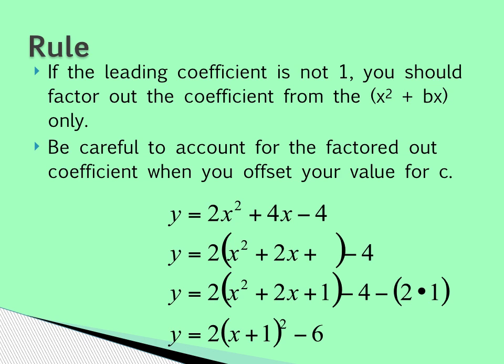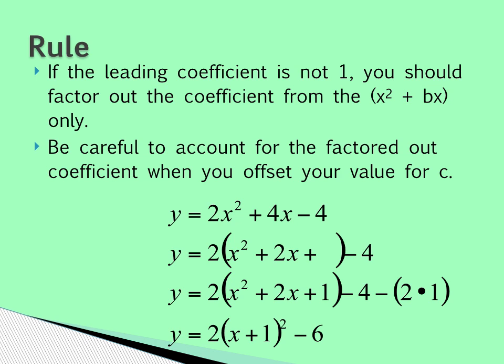Now, the same rule applies that when I offset my value c, I have to completely do that. So rather than just subtracting 1, I have to account for the fact that I have a 2 factored out of the parentheses. So what I've actually added to the equation is that 1 times whatever I factored out, in this case, 1 times 2. So when I offset it, I'm going to subtract the 2 times 1. And that's what you can see there. Rather than just subtracting 1, which is what we have been doing to this part, we subtract the number that's on the outside, 2, times that 1.